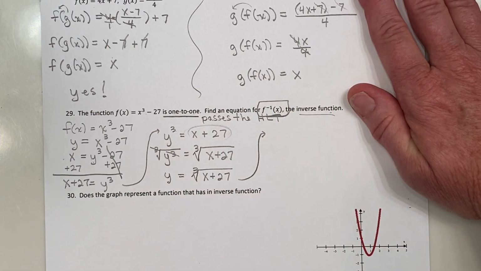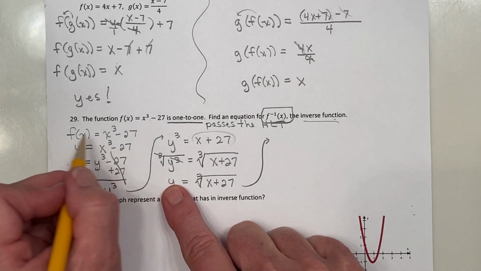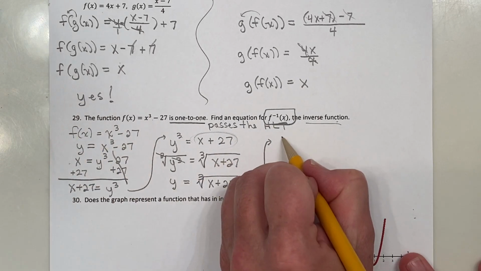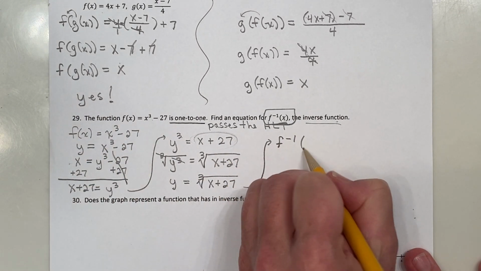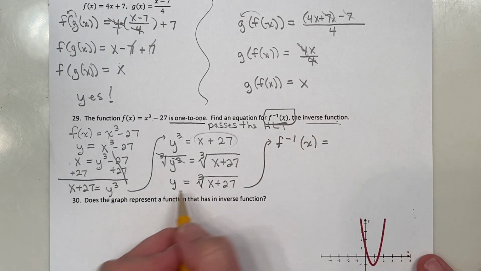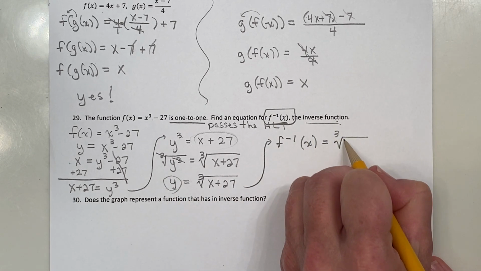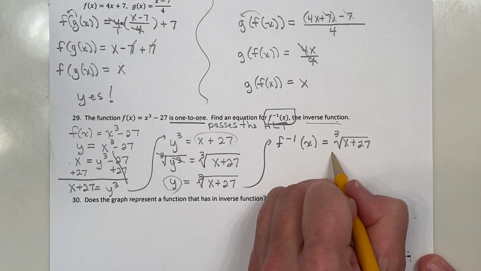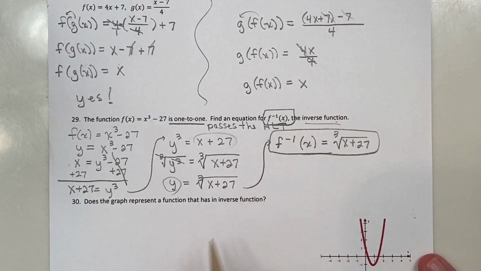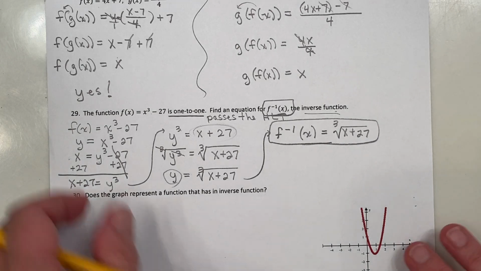And they're telling me they want me to use, instead of y, so I don't confuse that with the original y, the inverse notation for the function. So I'll just replace this y with this notation. Again, that was in 2.7.